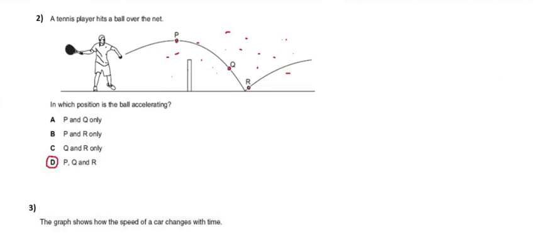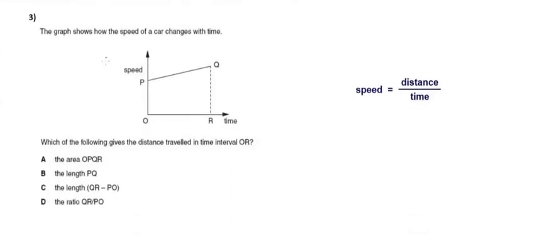Now we will see question number 3. The graph shows how the speed of the car changes with time. You can see this is the speed versus time graph. Which of the following gives the distance traveled in the time interval OR? So this is the time interval, starting with O and ending at R. They are asking us what is the distance, and this is the speed time graph. We know that speed is nothing but the distance divided by time. So what is the distance?